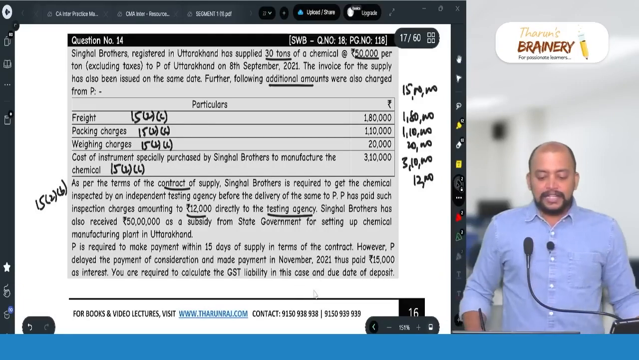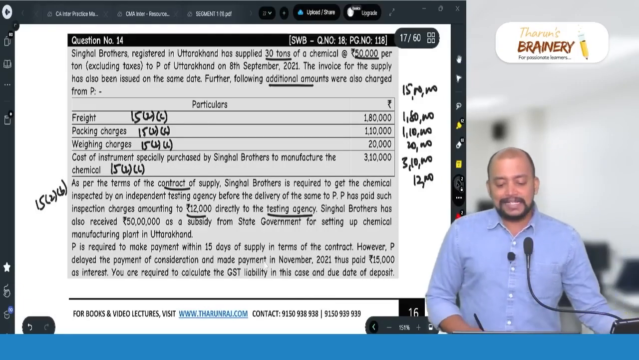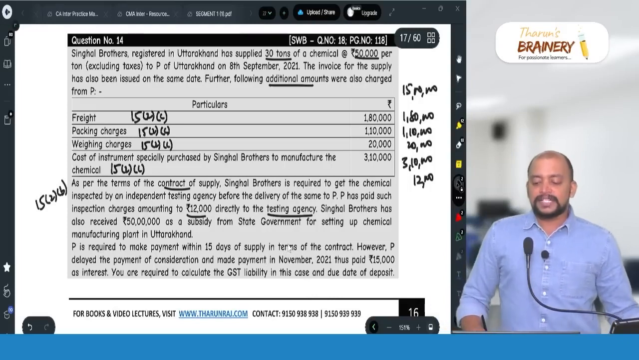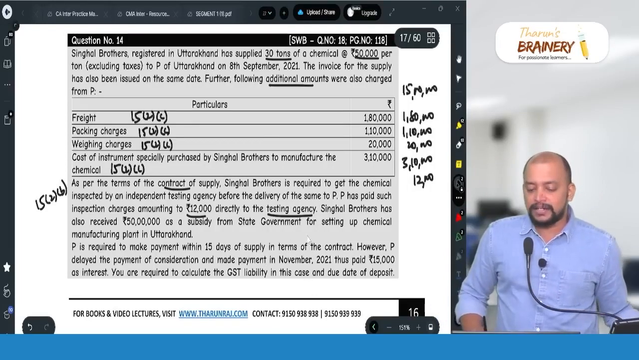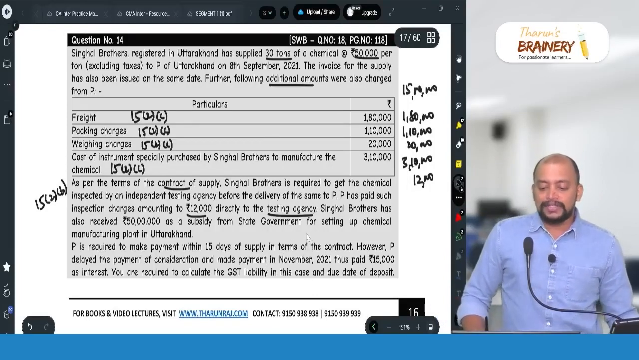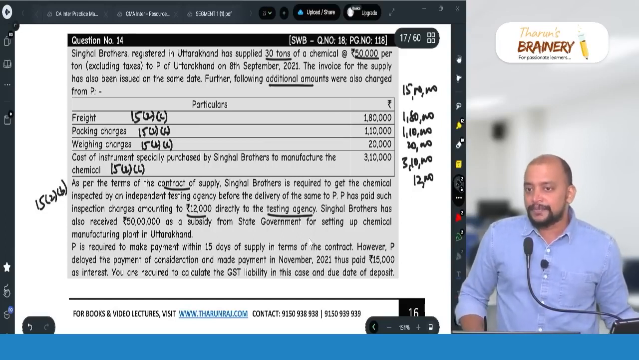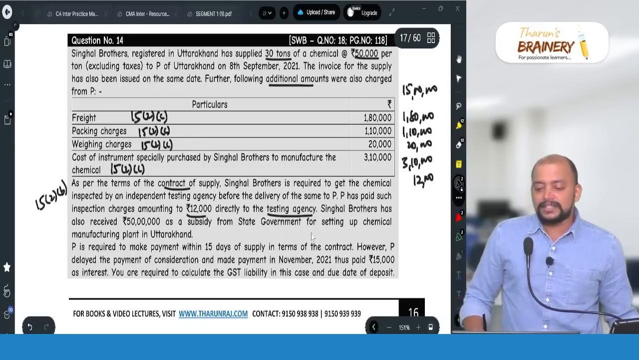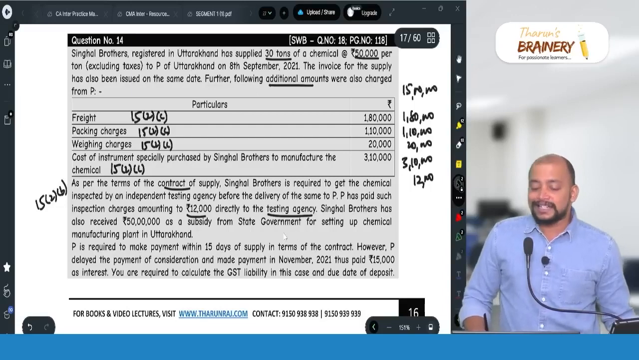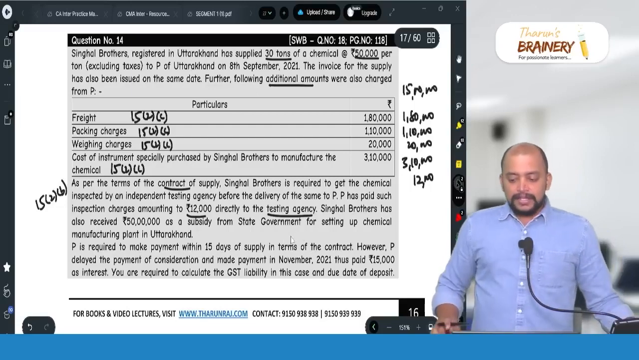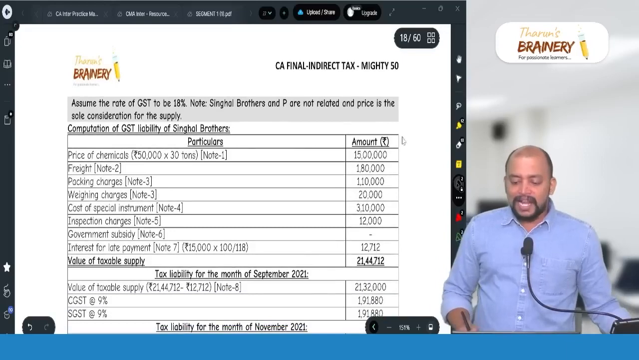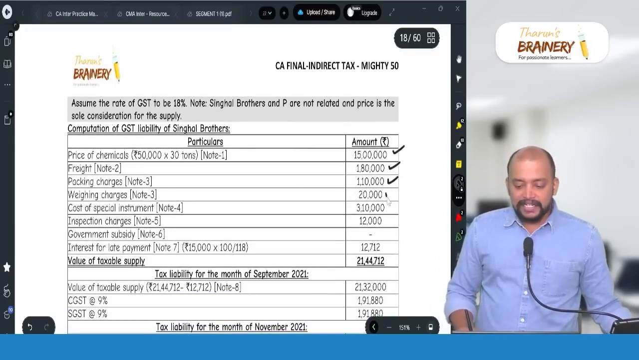Single Brothers has also received 50 lakhs as subsidy from the state government for setting up a chemical manufacturing plant in Uttarakhand. So this is a general subsidy. A general subsidy is not directly linked to the price. So therefore that 50 lakhs will not be included, which means it will be ignored and treated separately. So then, this 15 lakhs, 1 lakh 80, 1 lakh 10, 20, 3 lakh 10, 12,000 we take; the subsidy we will not take.